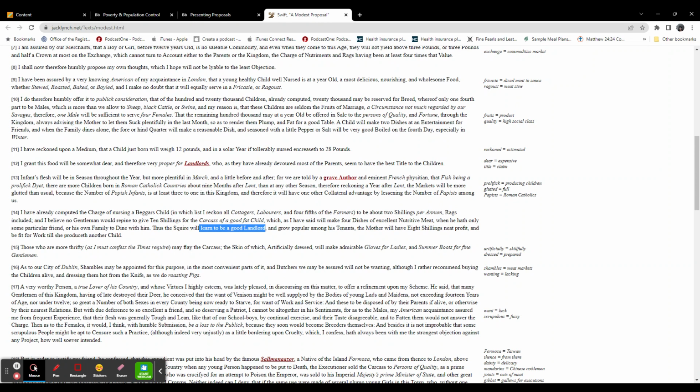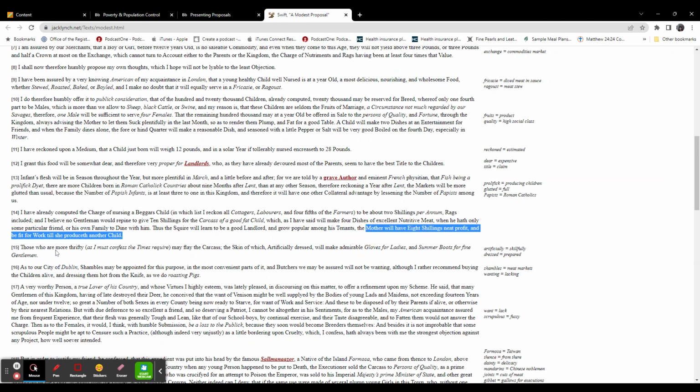But if you accept Swift's proposal, then it's going to make the landlord look good. It's also going to make it possible for the parents to be able to pay the landlord. And then he'll grow popular among his tenants. The mother will have 8 shillings net profit and be fit for work till she produces another child. So we are now in the practice and business of breeding and selling.